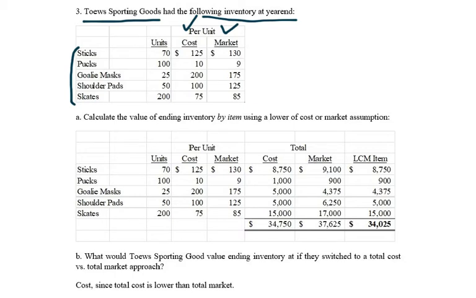So we're going to do a by item analysis because that's the most meaningful. So for each one of these items, what we're going to do is take our units times cost per unit and market per unit, and then we'll compare the total cost versus total market, and then do what? Pick the smaller one, right? That's all it is. So we're going to do first up for sticks, multiply that out, we'll get a cost of $8,750, market's $9,100. So for that one, we'll stick with cost because again, cost is smaller, so there's no write down in that case.